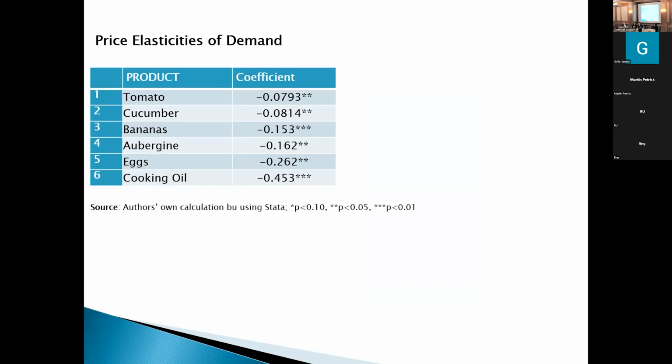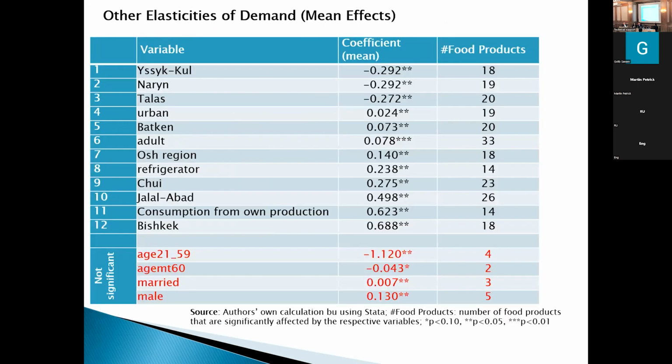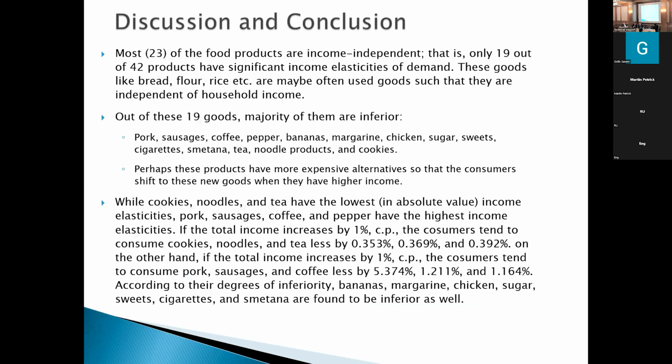Here we can see that out of 42 products, 23 of the food products are income independent. They are not affected by income, because we can think that in the majority, food products are somewhat necessary. And yeah, you can see from the list.